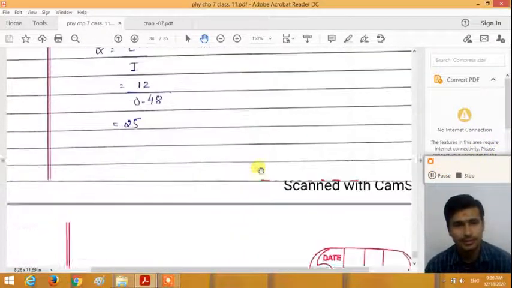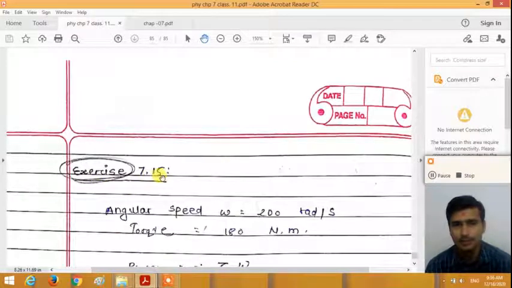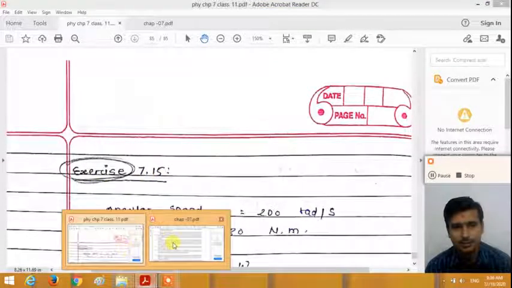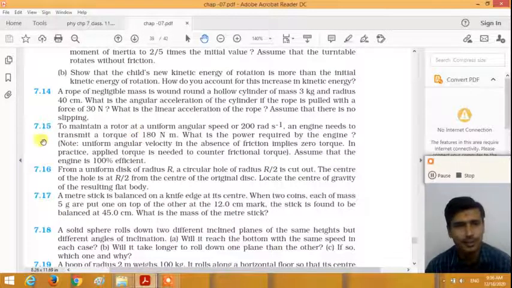So now next is the example 7.15. Let us see the statement of the example 7.15. To maintain a rotor at a uniform angular speed of 200 radian per second, an engine needs to transmit a torque of 180 Newton meter. What is the power required by the engine? Uniform angular velocity in the absence of friction implies zero torque. In practice, an applied torque is needed to counter the frictional torque. So assume that the engine is 100% efficient, right?